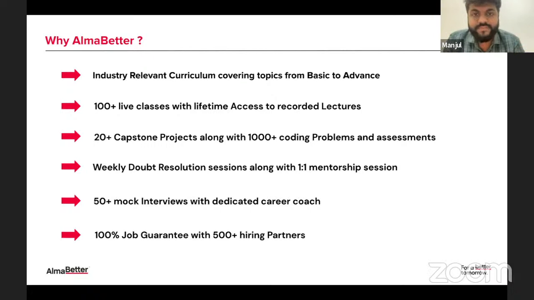Why should I use this platform? And I think when I started this entire presentation, I told one line: that you need to be well mentored, guided, and need to learn things according to this specific industry, right? So we ensure that you're getting an industry-relevant curriculum that covers topics from basic to advanced. A lot of learners have this query: I don't have an IT background, will I be able to get into this particular field? Yes, you will, and you can.